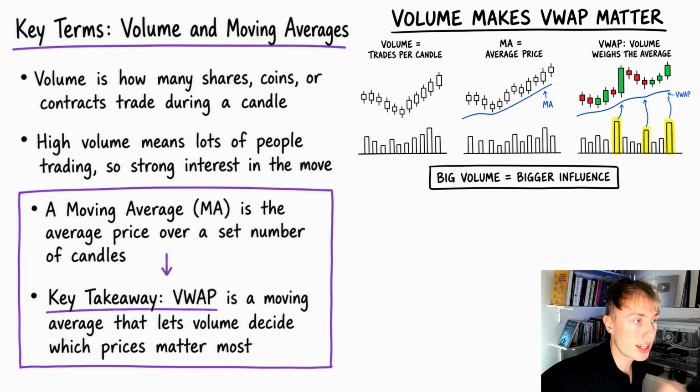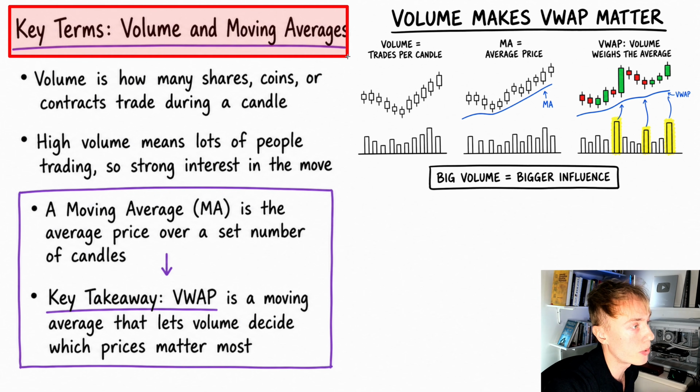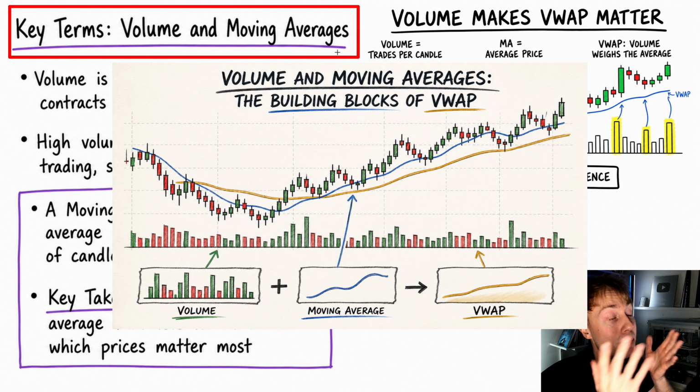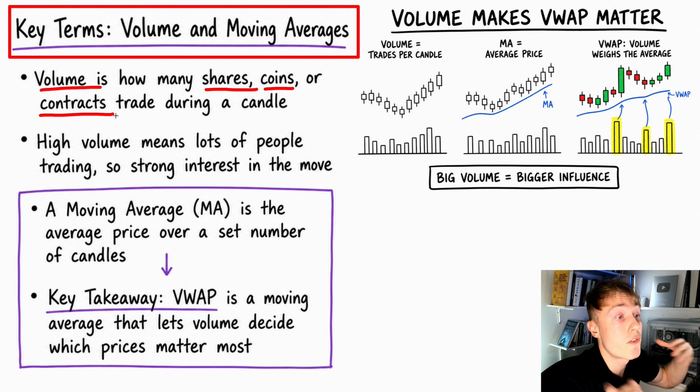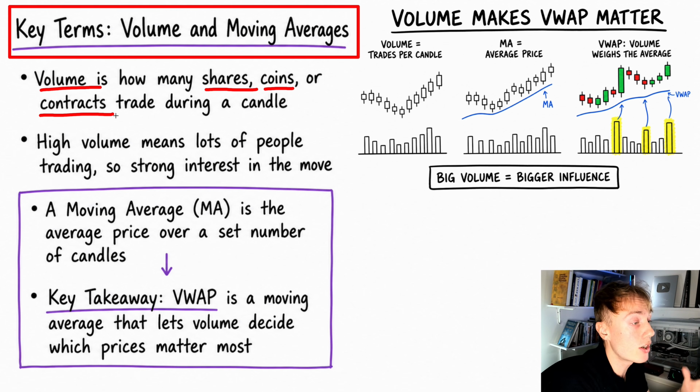But right, so now it's time to take a look at some very important terminology you need to understand in order to master the VWAP indicator. And these two most important terms are volume and moving averages. Why? Because the VWAP indicator is built on volume. It's basically a combination of volume and moving average. So we need to understand what these are. And what is volume in trading? Well, volume is simply how many shares or how many cryptocurrencies or how many contracts or forex or whatever. It's basically how many of something that traded during a specific time period, during a specific candle.